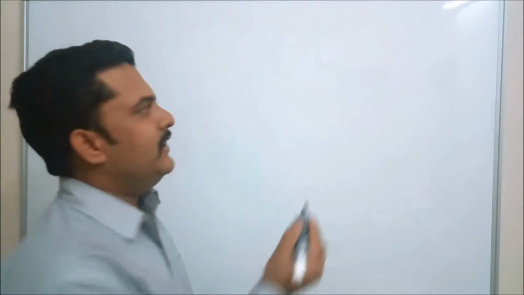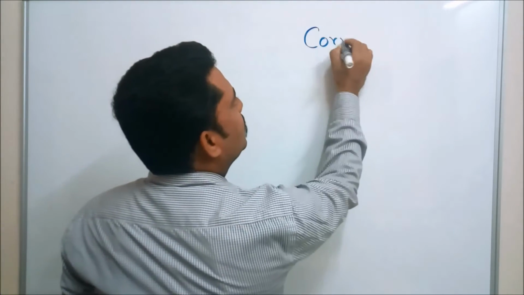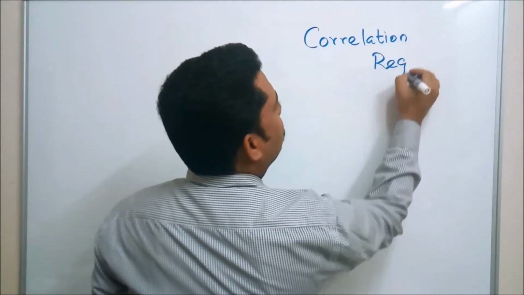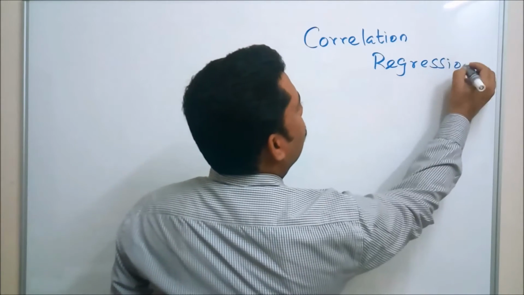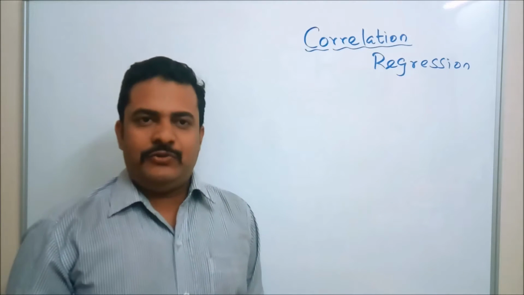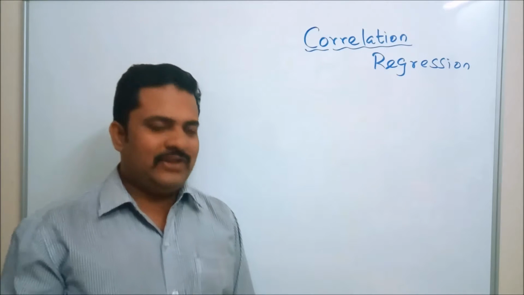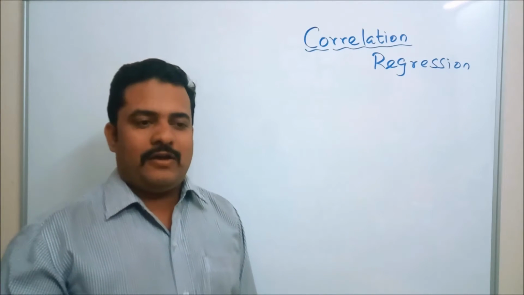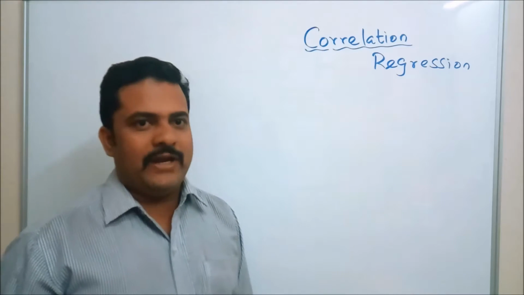First of all, it is correlation and regression. This is correlation. Co means it's two. The relationship between two variables. We can take this as a meaning in a funny way.